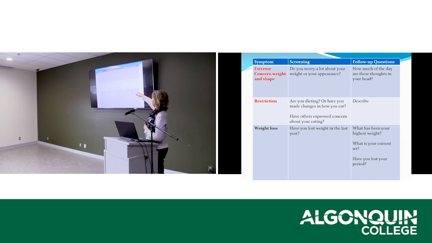So how would you screen for the first 2? I would say, do you worry a lot about weight and appearance? And then the key is how much of the day are those thoughts in your head? And again, you're wanting to get that 24/7. Then, are you dieting? Are you losing weight? And then I would get a description, i.e. you're going to start to hear about major food groups being missed or missing major meals, and they're following their weight and they're watching it go down.